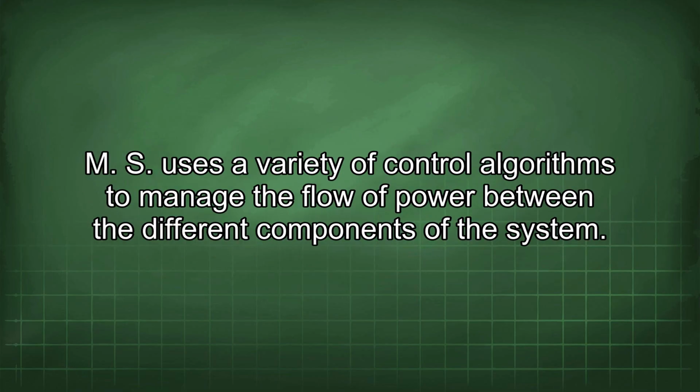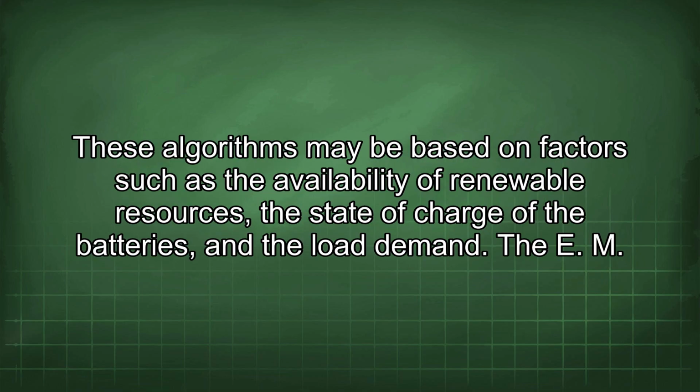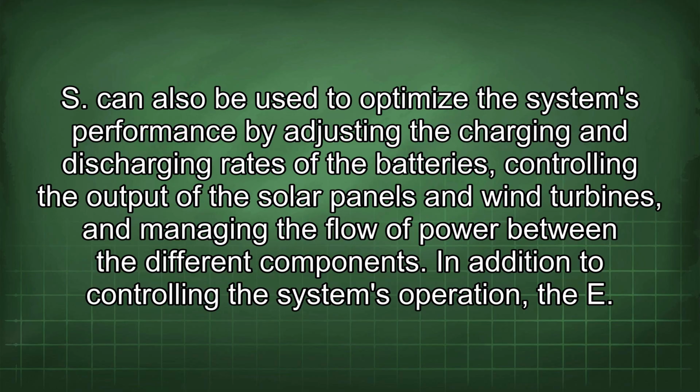The EMS uses a variety of control algorithms to manage the flow of power between the different components of the system. These algorithms may be based on factors such as the availability of renewable resources, the state of charge of the batteries, and the load demand. The EMS can also be used to optimize the system's performance by adjusting the charging and discharging rates of the batteries, controlling the output of the solar panels and wind turbines, and managing the flow of power between the different components.